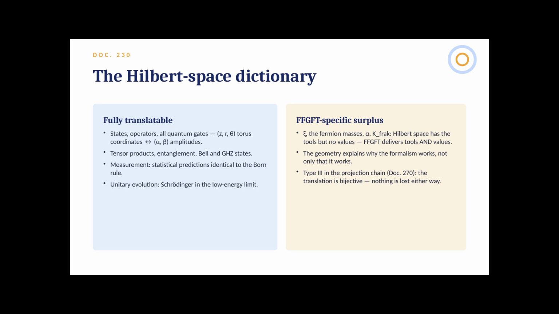Time evolution is Schrödinger's equation in the low energy limit. So what's the bonus? The plain Hilbert space picture has the tools, but no values. It can't tell you Greek xi. The fermion mass is alpha. FFGFT delivers both the tools and the values. It explains why the formalism works, not just that it works. And the translation is bijective, lossless in both directions.